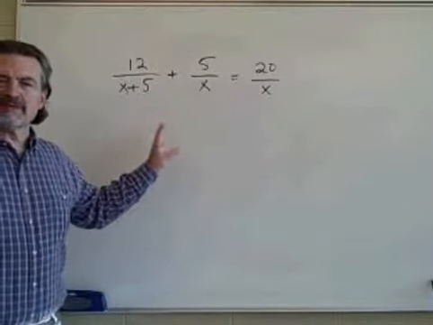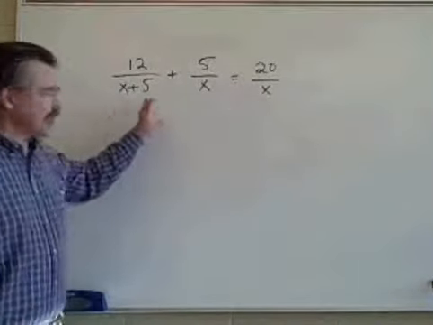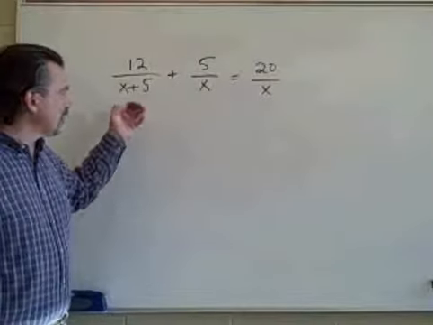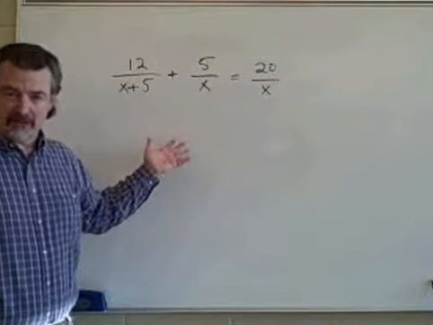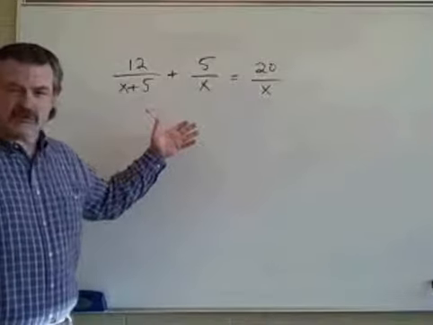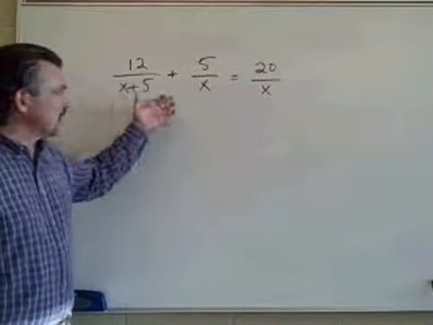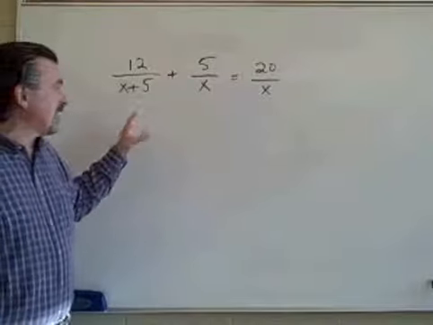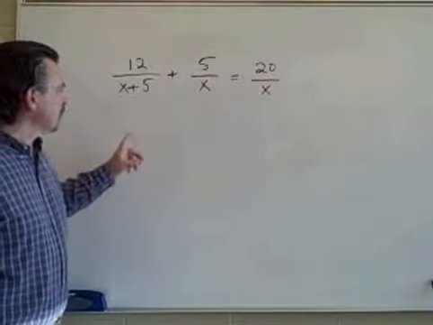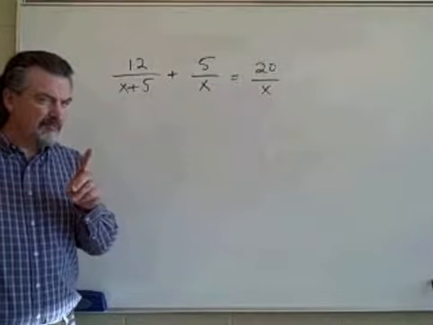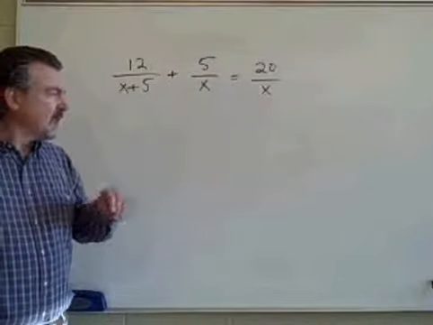Here's our first example of a rational equation that's a little more complicated. And what complicates it is the fact that the variable is in the denominator of the fractions. We've dealt with situations where there were numbers in the denominators, but now we have the variable in the denominator. So because of that, we have to worry about something here.